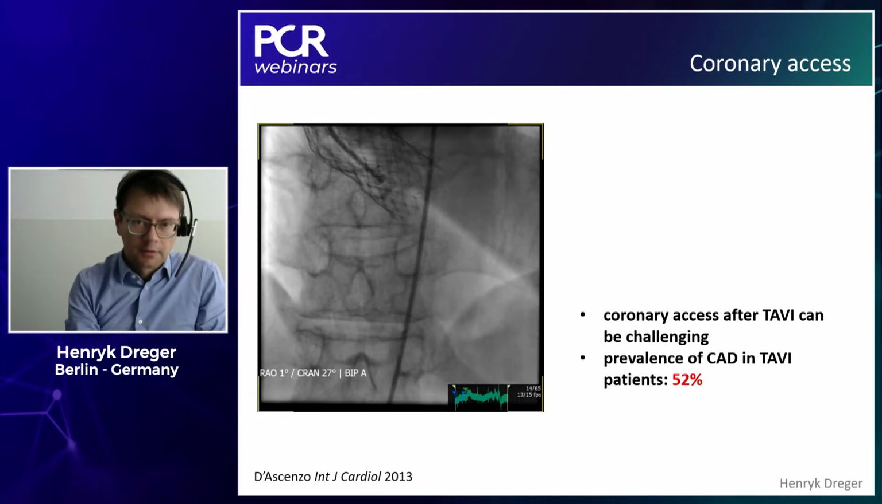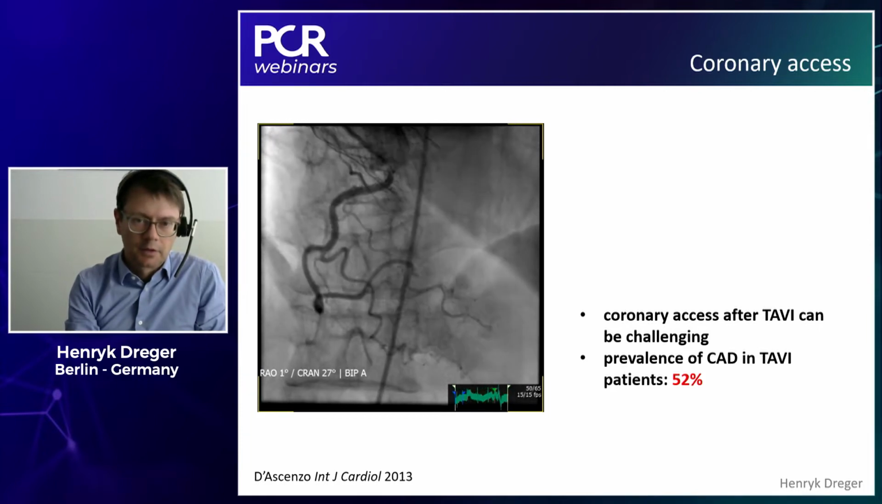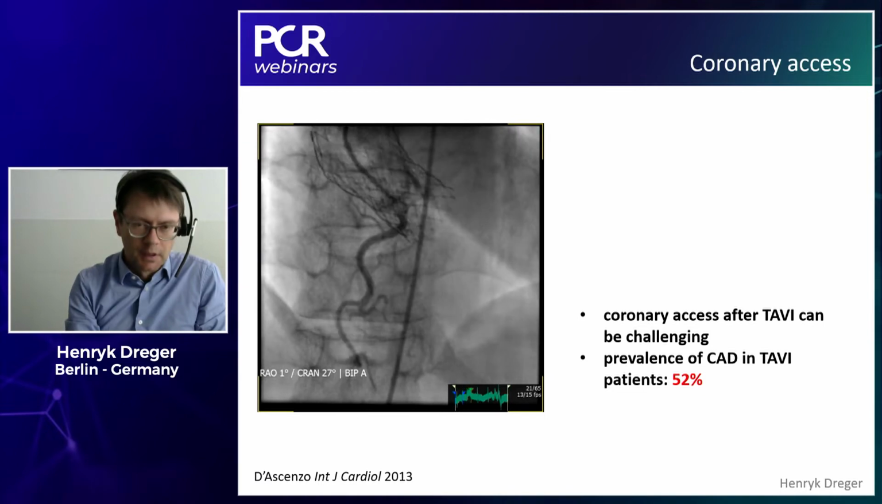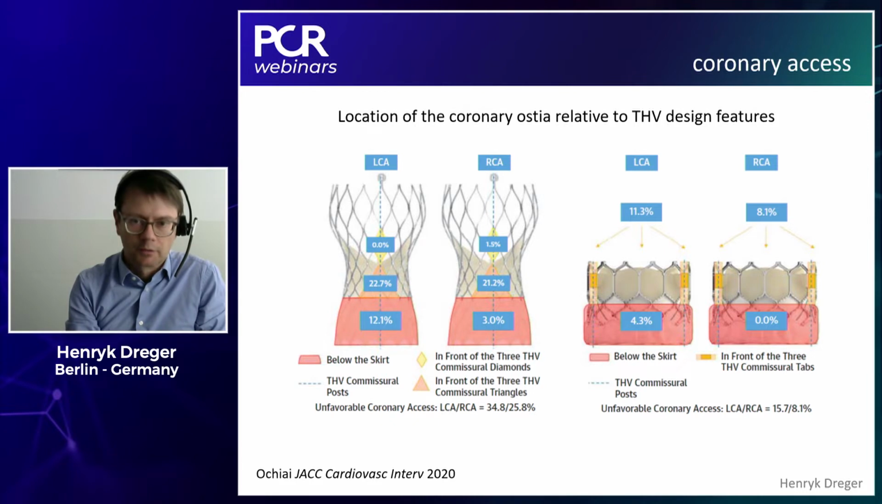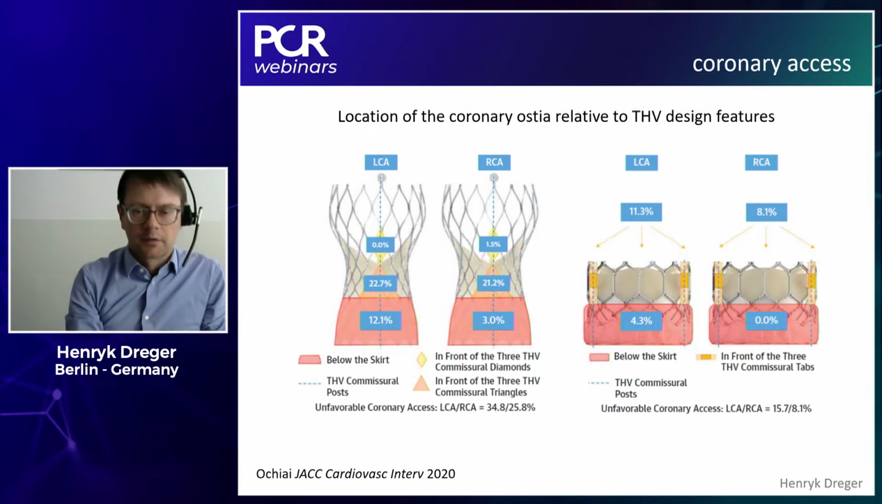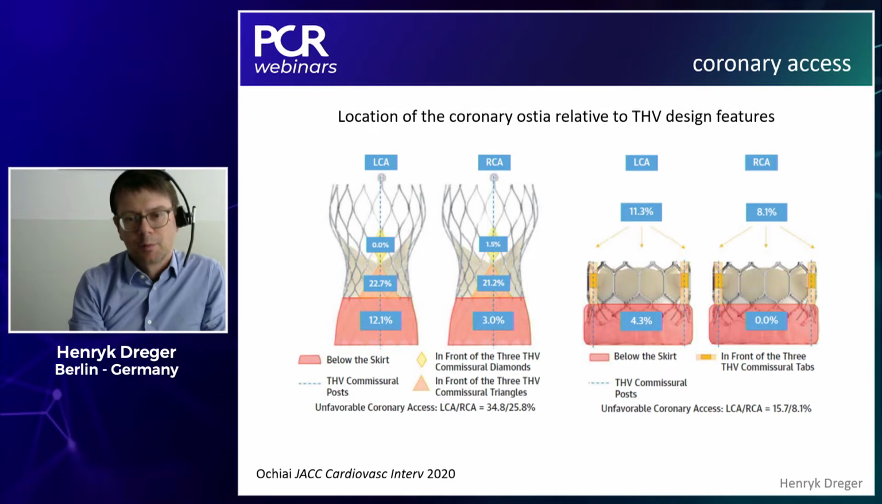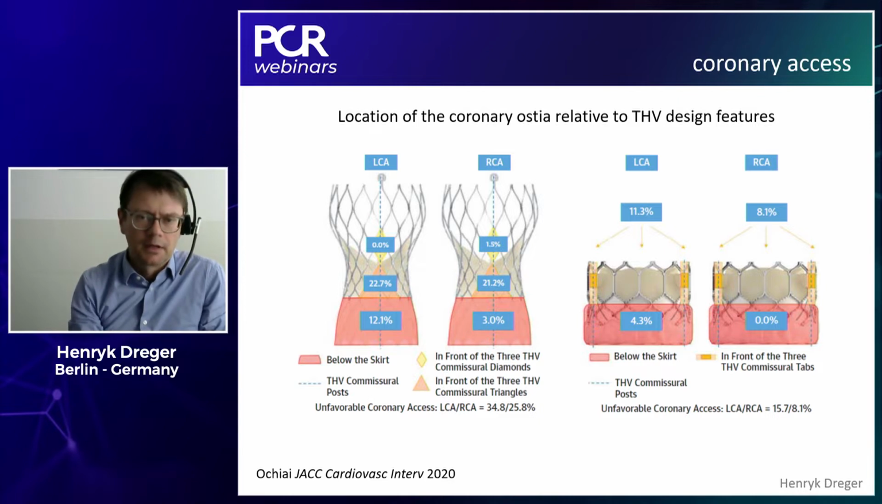And as you can see in this short angiography, it can be a challenge at times. The question is, is it just our inability, or what's the reason for that? Of course, it's not the operator's fault. It never is. But here we have the data to show and to prove that the struggle is real. It's because in many cases the ostia of the coronary arteries are basically hidden behind design features of the prosthesis that we usually implant in our TAVI patients.